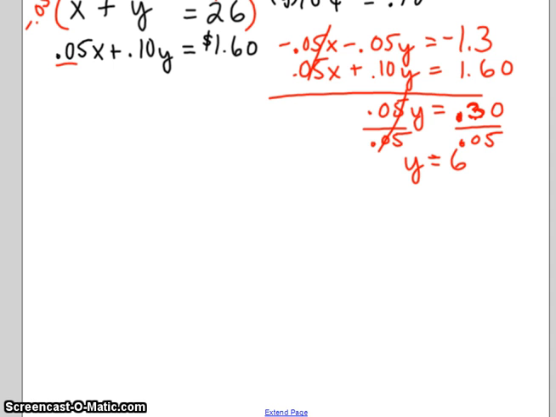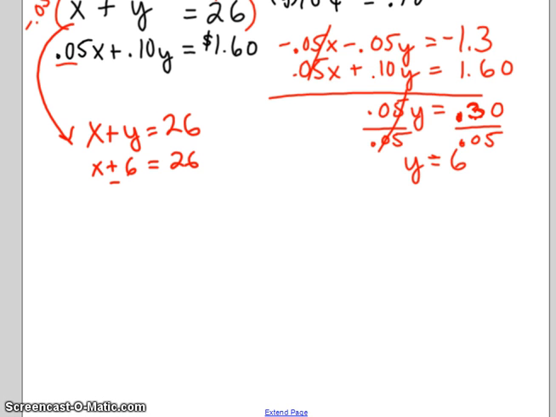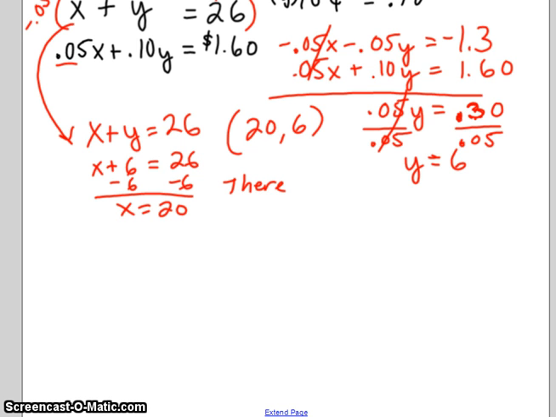Take that number, plug it into one of the equations. We have x plus y equals 26. We know that y is 6. So x is 20. Now again, we don't have to write it as an ordered pair. We just have to say there are 20 nickels and 6 dimes.